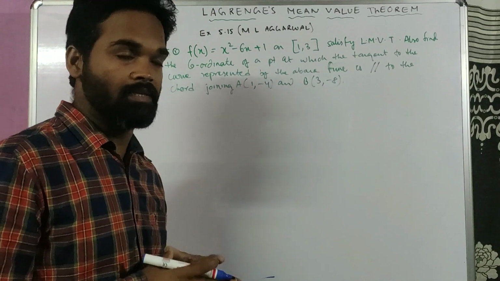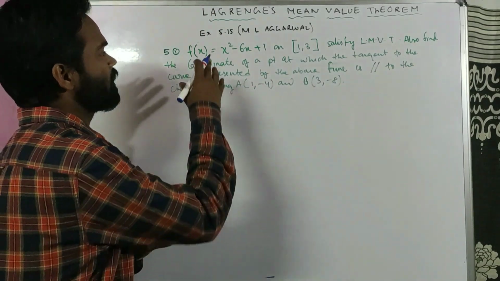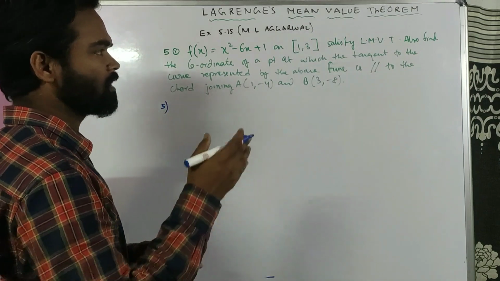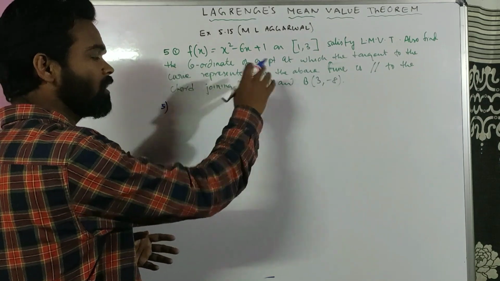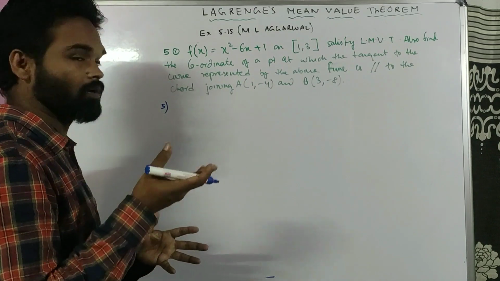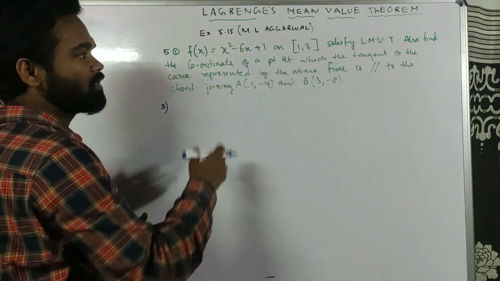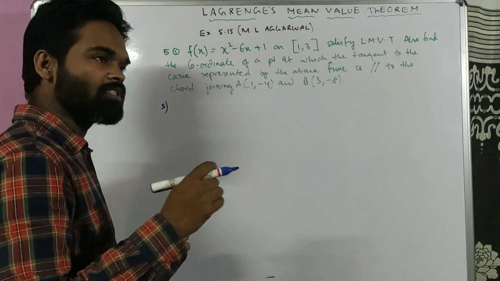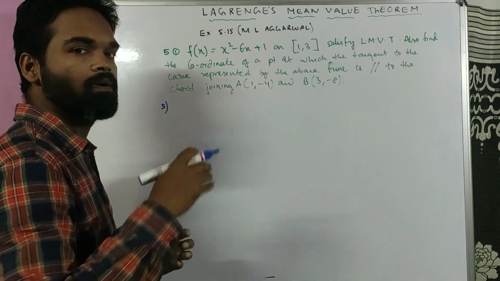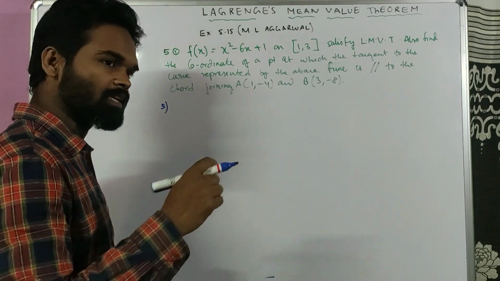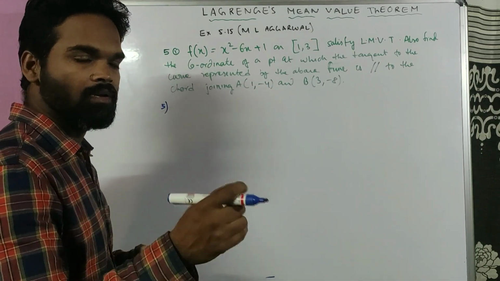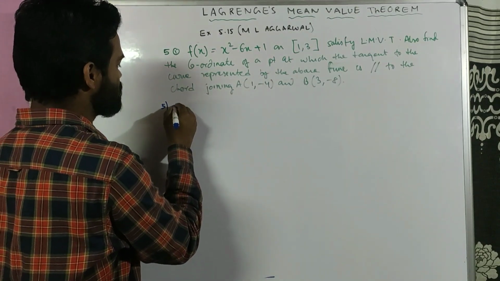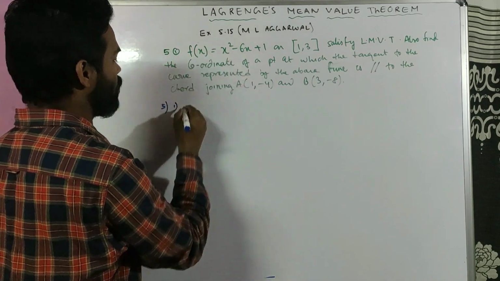Now look at this sum. They said that show that f(x) = x square minus 6x plus 1 on [1, 3] satisfies Lagrange's mean value theorem. Also find the coordinate of the point at which the tangent to the curve represented by the above function is parallel to the chord joining A and B, which means first of all we'll verify Lagrange's mean value theorem. Second thing, we'll find the real number C. Corresponding to C, we'll find the coordinate. Simple. First C. It's a polynomial.